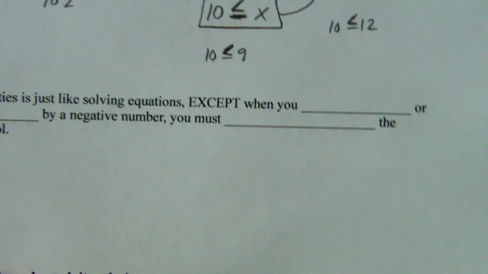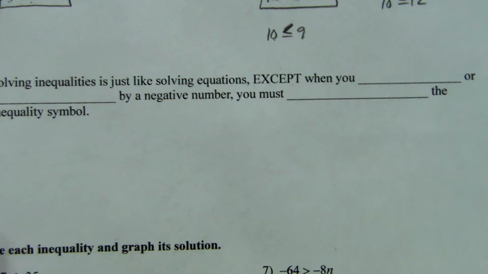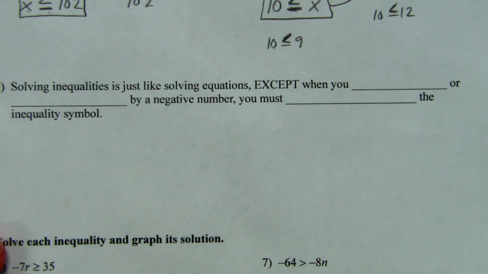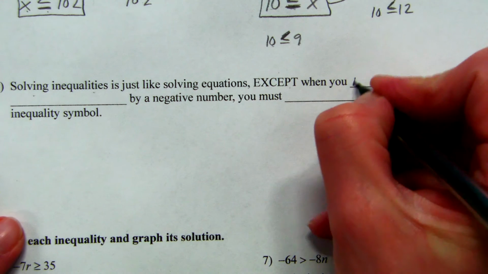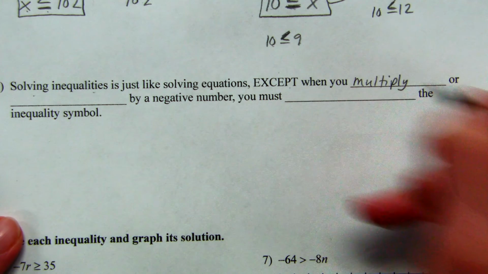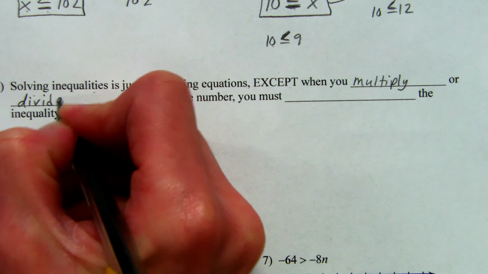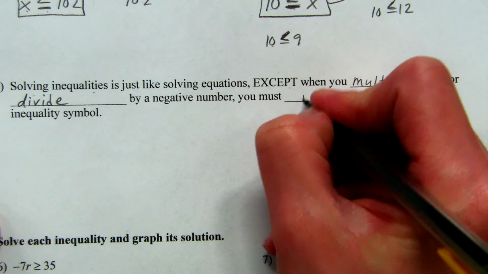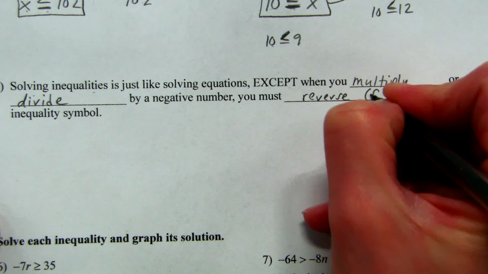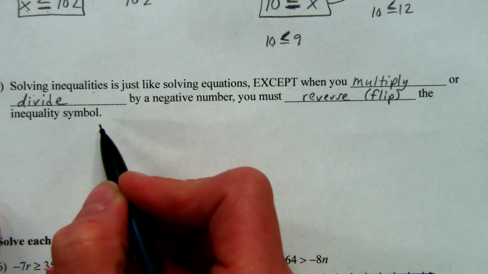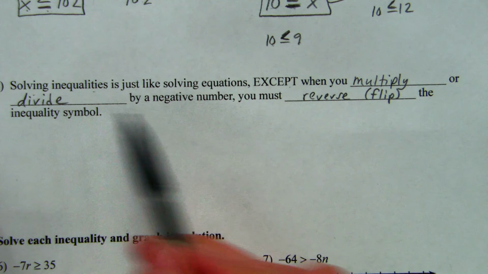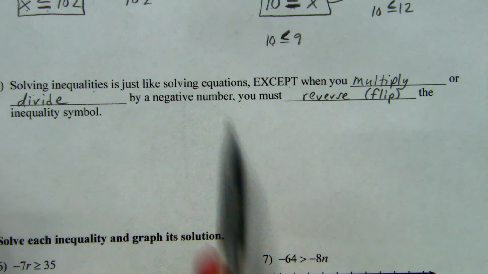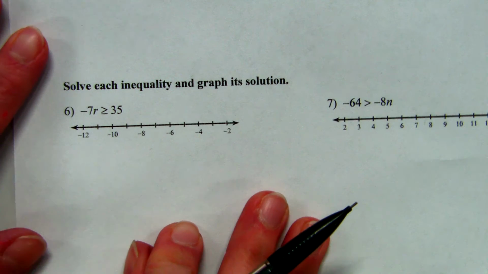Okay, there's one little twist that is different with inequalities compared to equations that we're going to look at here in a second. So we've got a statement down here on number 5. Solving inequalities is just like solving equations, except when you multiply or divide by a negative number, you must reverse, and if you would prefer, you could write the word flip the inequality symbol. Okay? And so that's a rule that we're going to use down here on number 6 and number 7. So if you multiply or divide by a negative number, you have to reverse the inequality symbol.